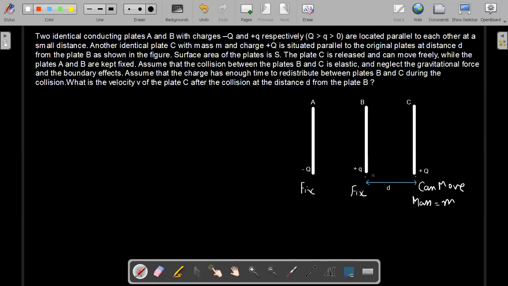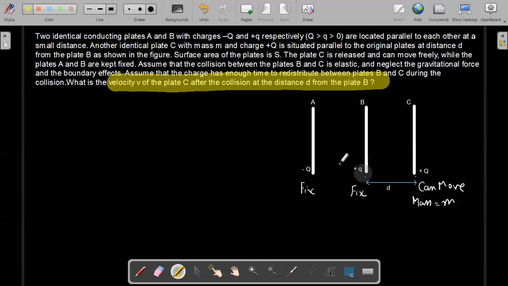After the collision, when plate C and plate B collide with each other, plate C will move away from plate B, and when it is again at a distance d from plate B, we have to find its velocity. That is the question: what is the velocity of plate C after the collision at a distance d from plate B?